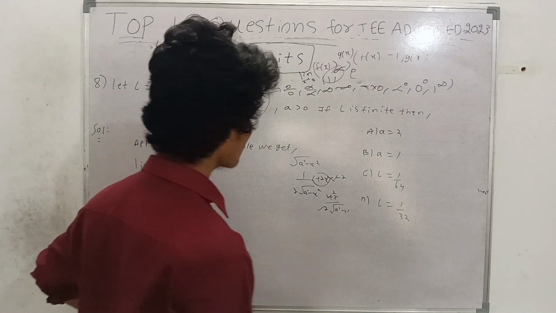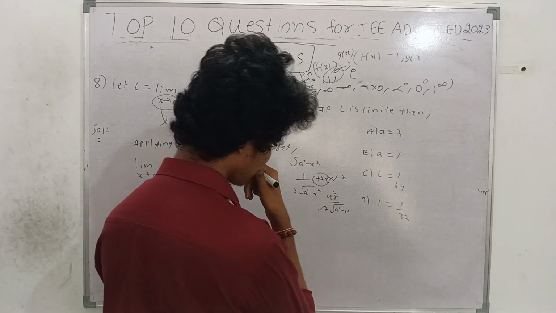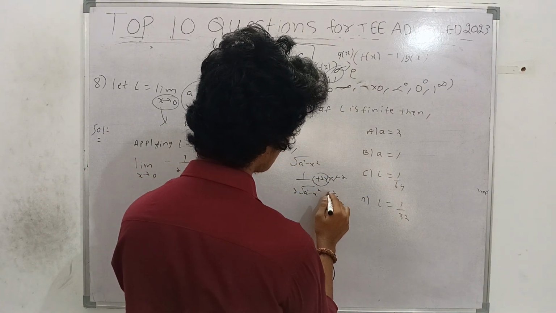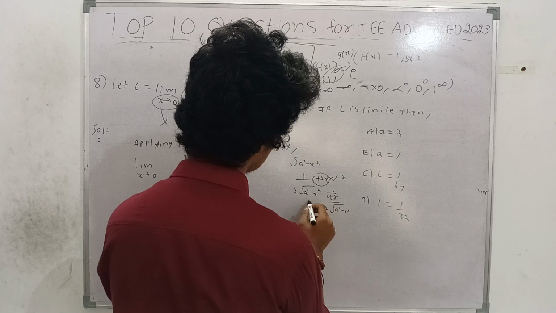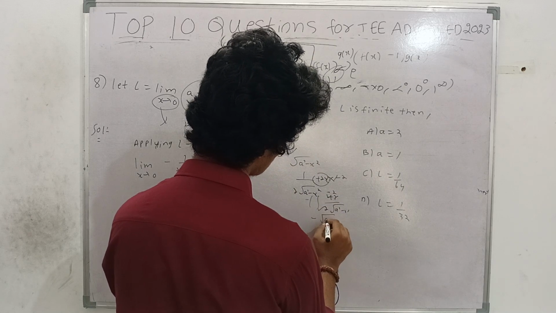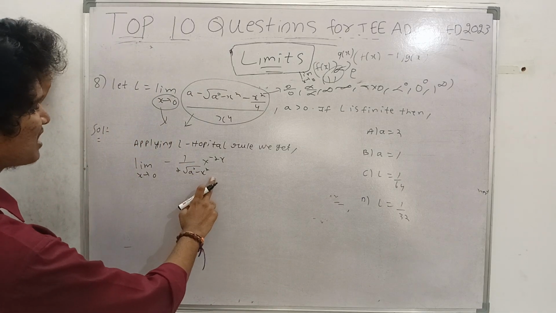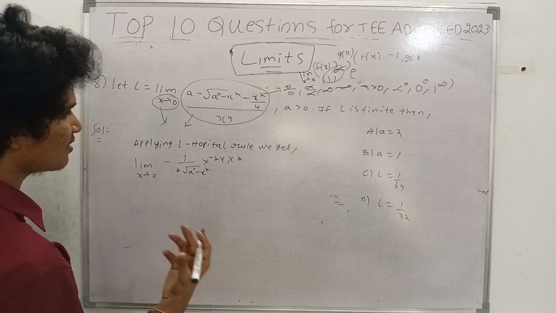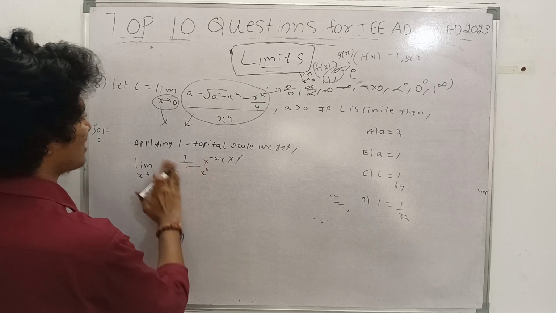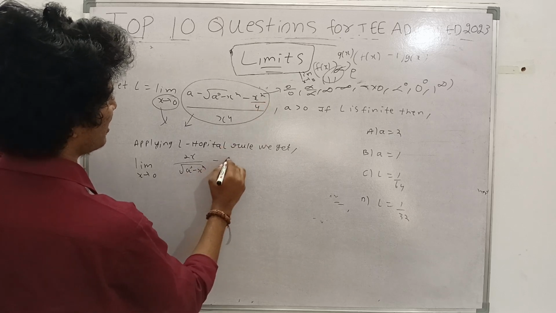Wait guys, I am checking whether this differentiation is correct or not. Yes guys, minus 1 by 2 root a square minus x square into minus 2x into 2. Differentiation of 2x is 2. So now these two will get cancelled. So the complete thing I can write as 2x divided by root of a square minus x square, and here it will be minus 2x divided by 4.